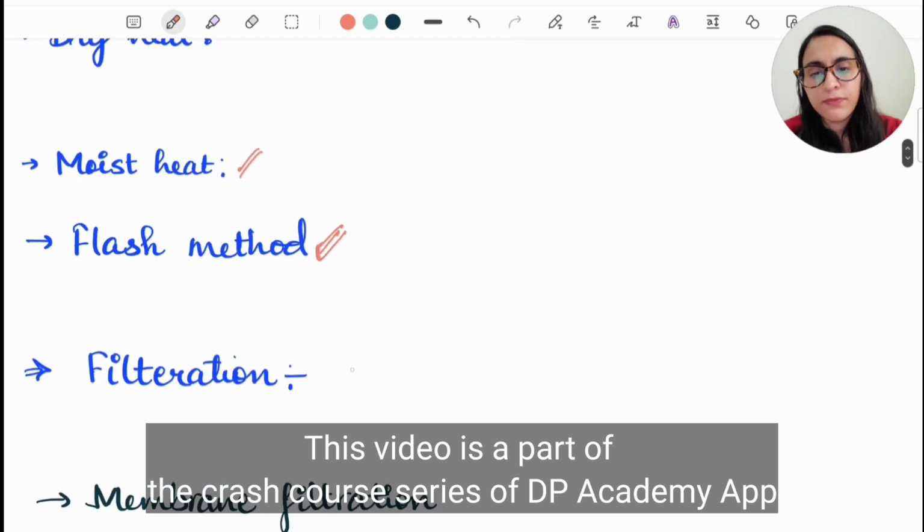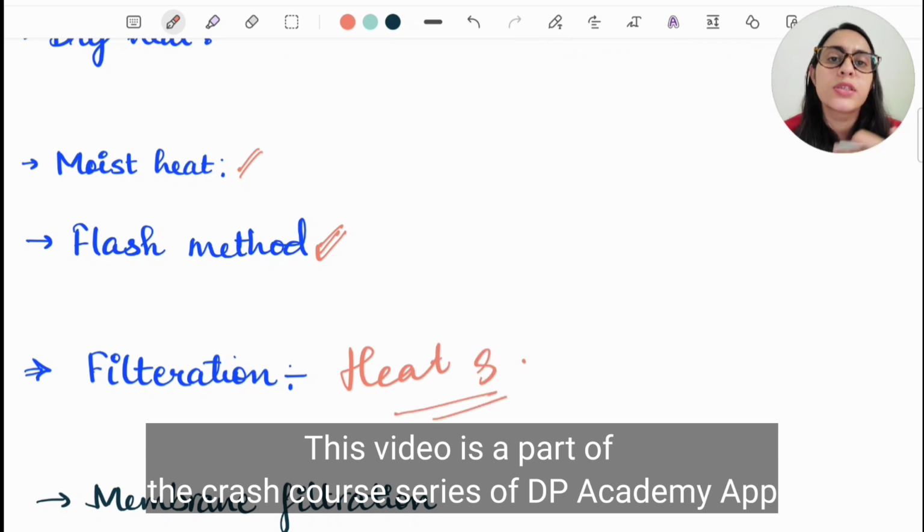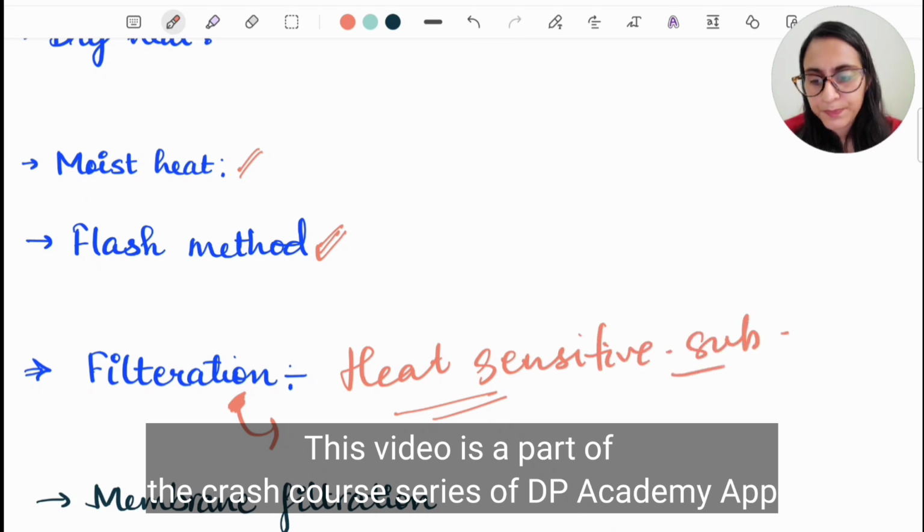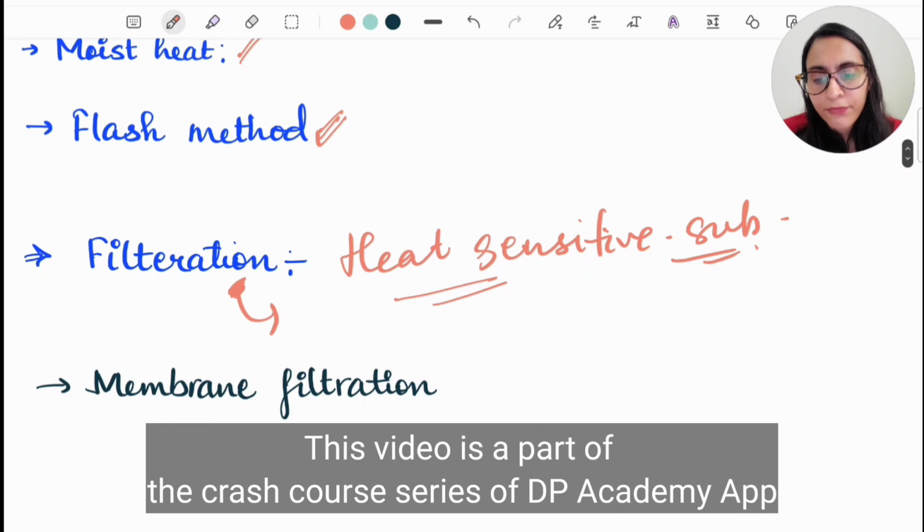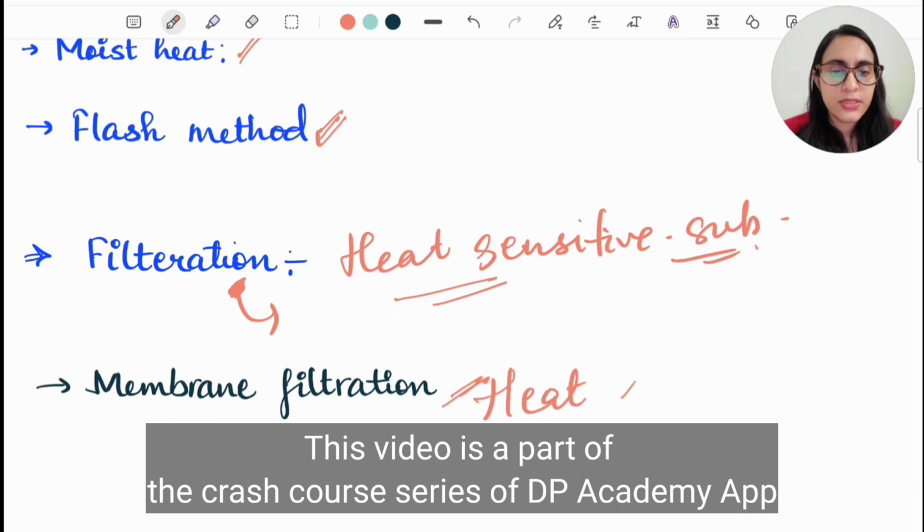And filtration is done for heat sensitive substances. For example, if you want to do the sterilization of a serum or a vaccine, we use this filtration method. This is used for heat sensitive substances. Membrane filtration is best to sterilize the heat labile solutions.